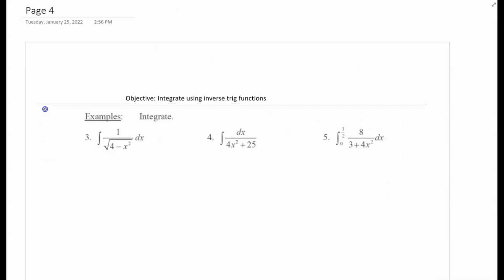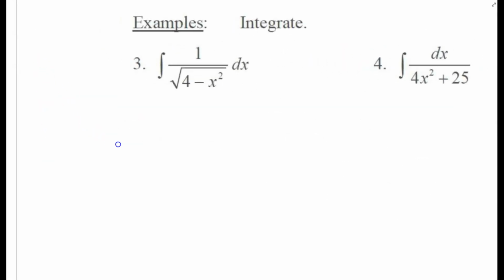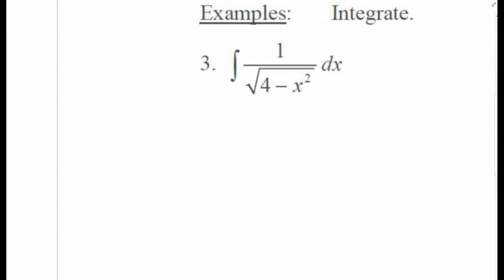So now let's go ahead and integrate. All right, so number 3, I want to integrate. Just looking at this, right away in your head, you should say, hey, this is sine inverse form. I see the square root in the denominator. I see 2 perfect squares where x is the u value, and then the a value out front is 2. Let me go ahead and rewrite this so you can easily see that.